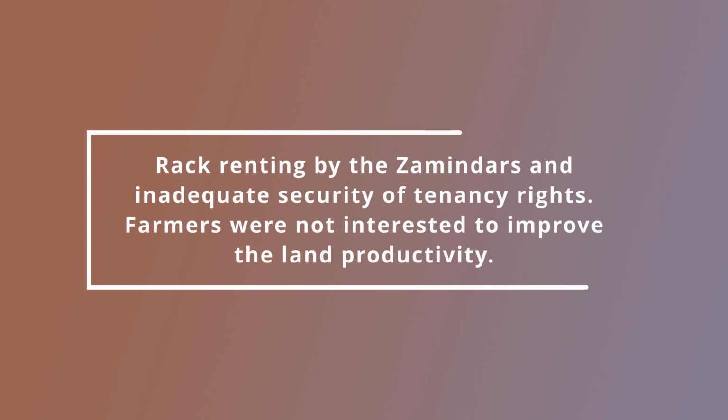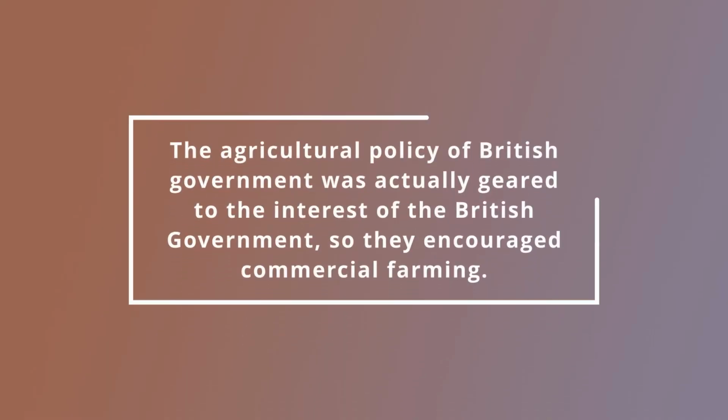So the poor tenant farmers knew very well that even if they put in effort to increase the productivity of their cultivable area, the fruits of that effort would be pocketed by the zamindars. So farmers were not interested in improving the productivity of the land. And the agricultural policy of the British government was actually geared to the interest of the British government. So they encouraged commercial farming.